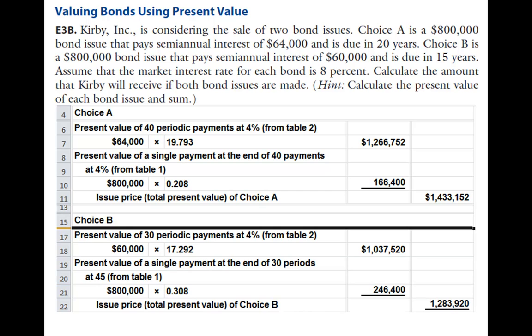Then we take our $800,000 bond issue times the factor of 0.308, which comes from Table 1, a one-time lump sum payment using 30 periods and 4%. When we add those together, we get $1,283,920. So the total issue price for both of them together, this is our present value, is $2,717,072.